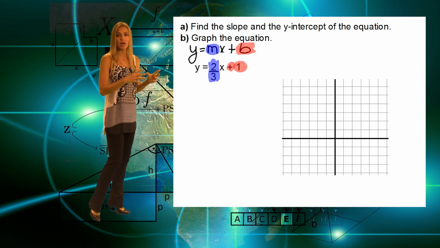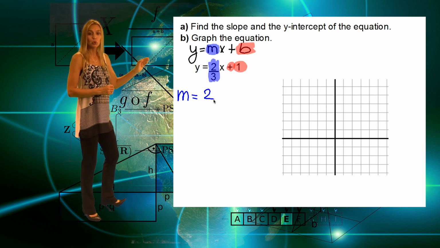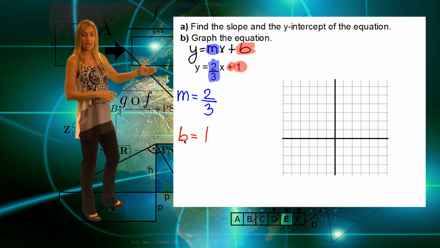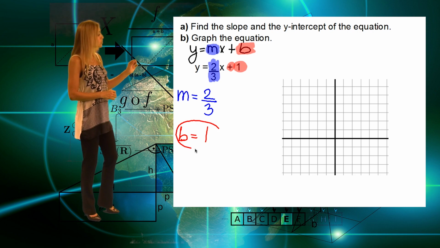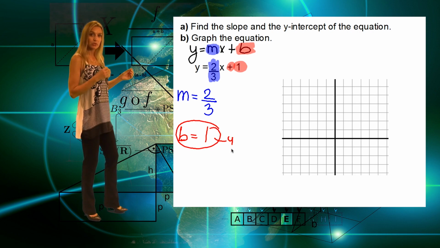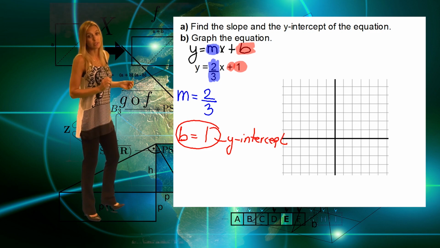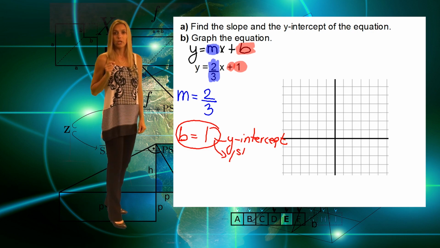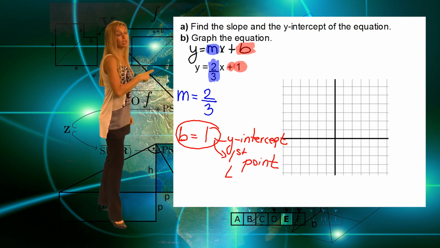So I kind of identify it. My m is equal to 2 over 3. That was the fraction in front of the x. That's my m. And b is my 1, the number 1. We're going to start with b because it's the easiest one to plot. That is my starting point. B is the y-intercept. I would like for you to remember b is the first point that I will plot on my coordinate plane.